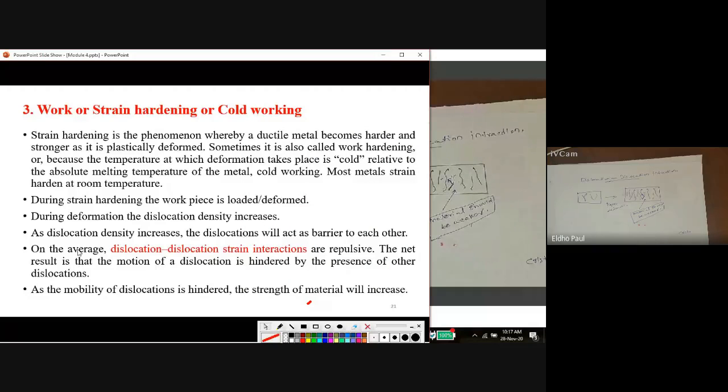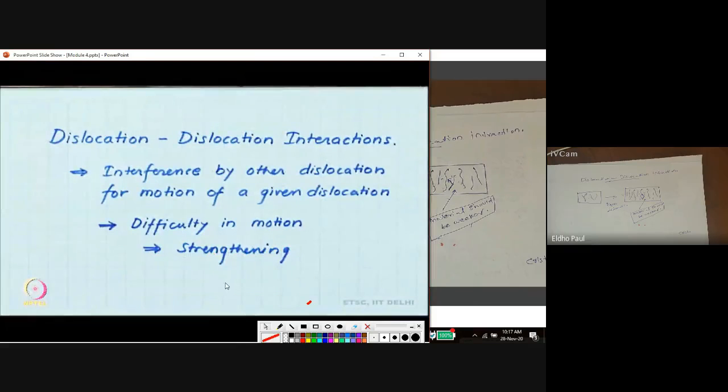On average, dislocation strain interactions are repulsive. The net result is that the motion of a dislocation is hindered by the presence of another dislocation. One dislocation resists the motion of another dislocation. As the mobility of the dislocation is hindered, strength will increase. Interference by other dislocations for the motion of a given dislocation is the reason for the increase in strength, and dislocation motion will be very difficult.